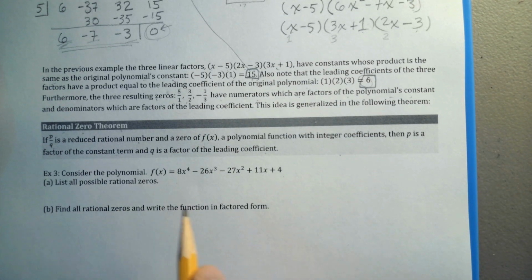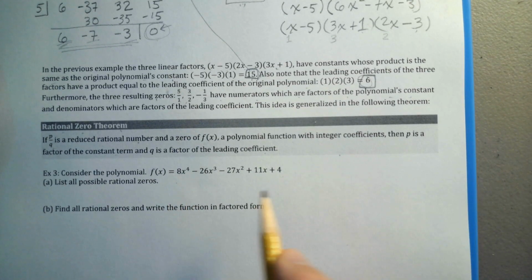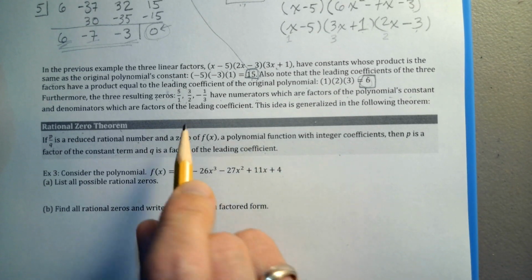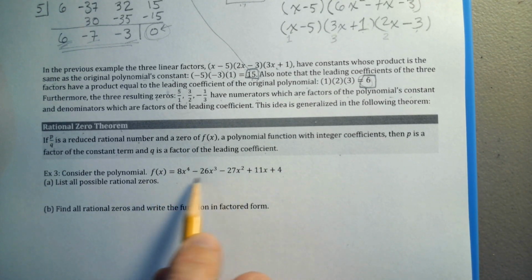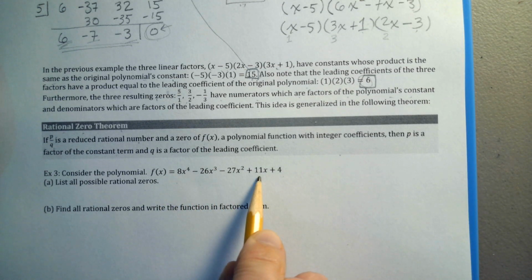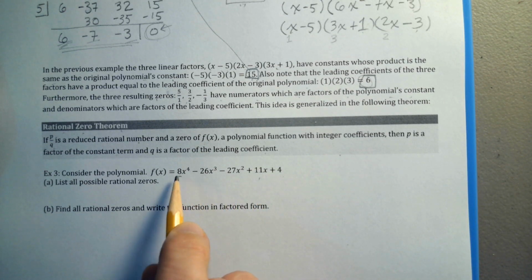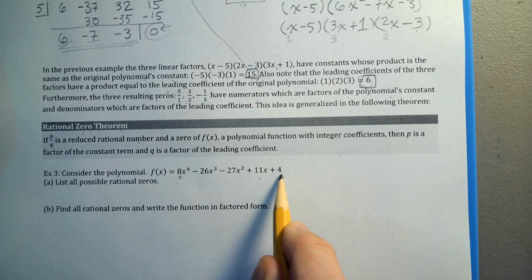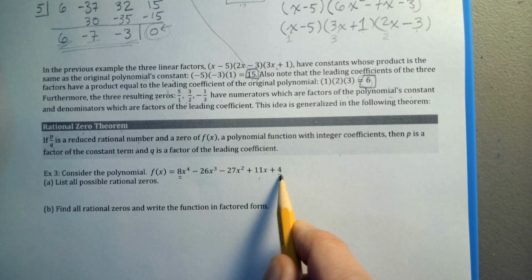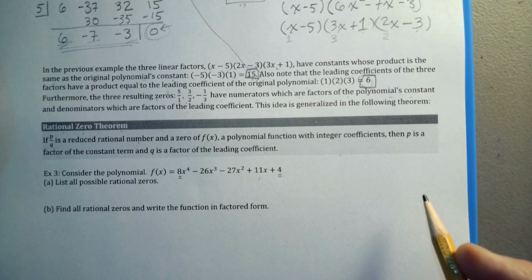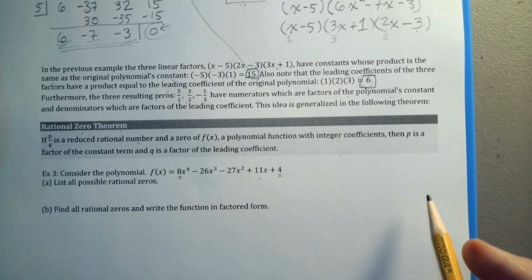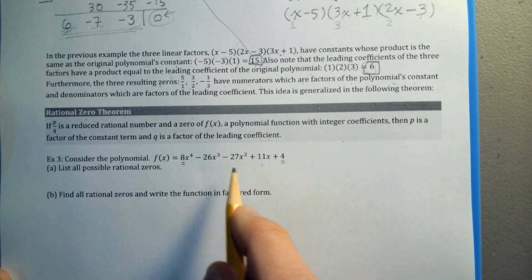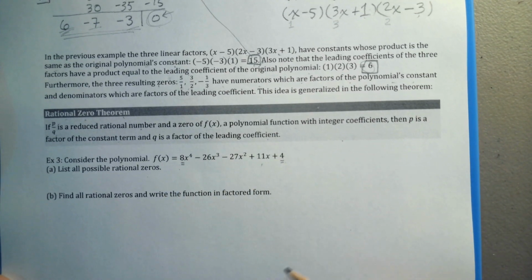What we want to do is list all of the possible zeros. So using our theorem up above, we know our leading coefficient is 8, and we know our constant at the end is 4. So we want to list all the possible zeros for this particular quartic polynomial.